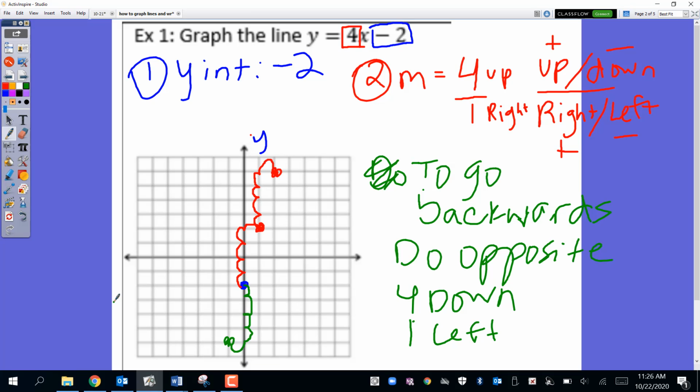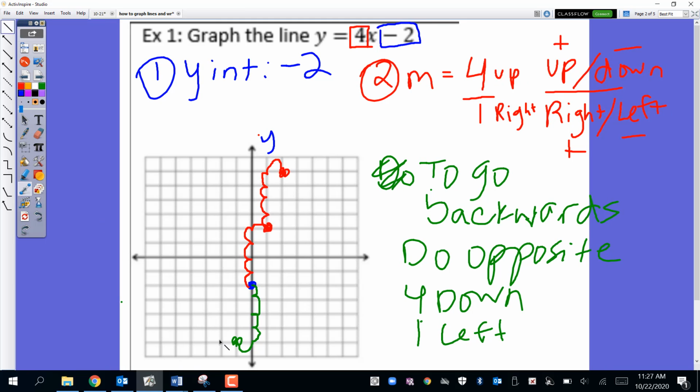And then since you guys are going to be doing it on GoFormative, you can use your nice little straight line connector. Let's see if mine's working. And then you just connect and line up your dots just like that, nice and straight.